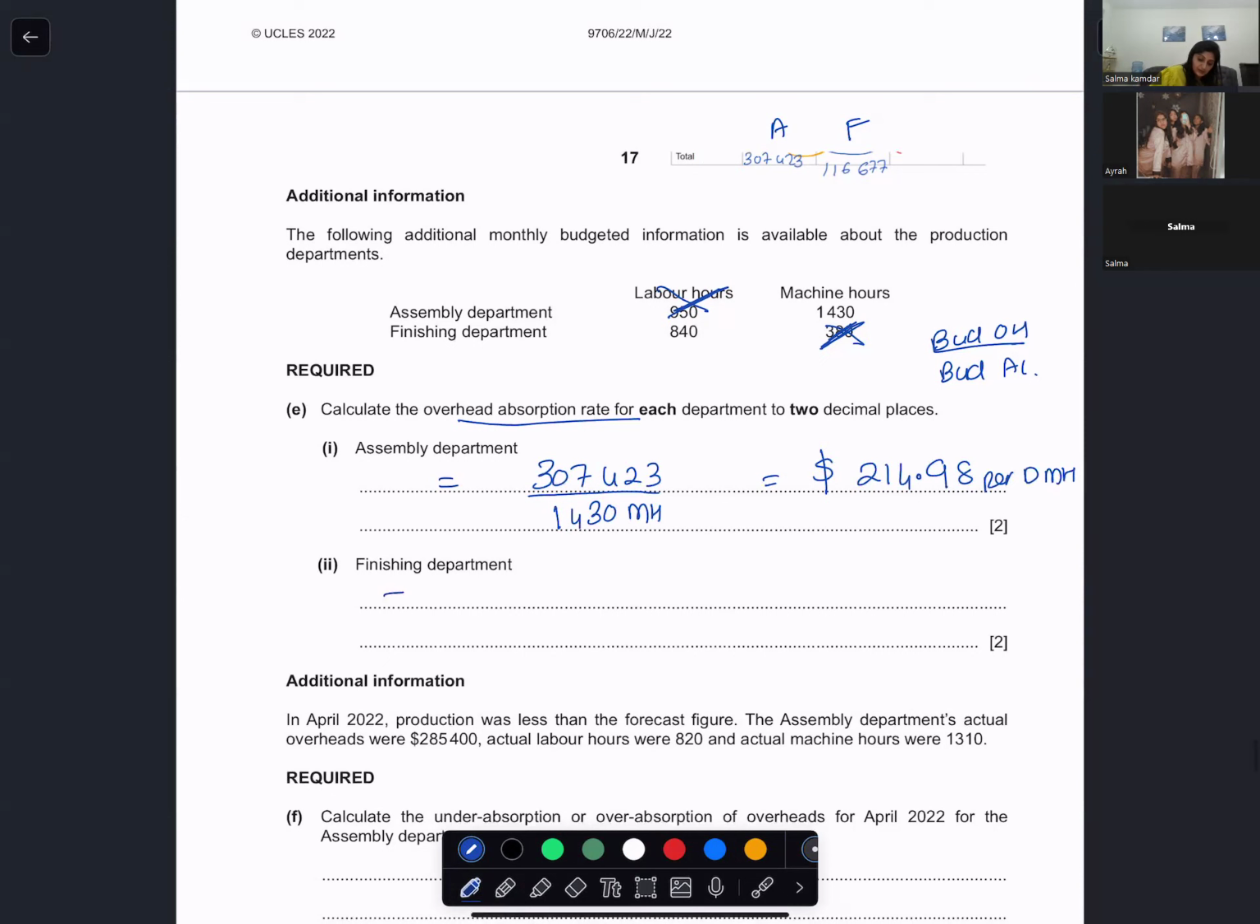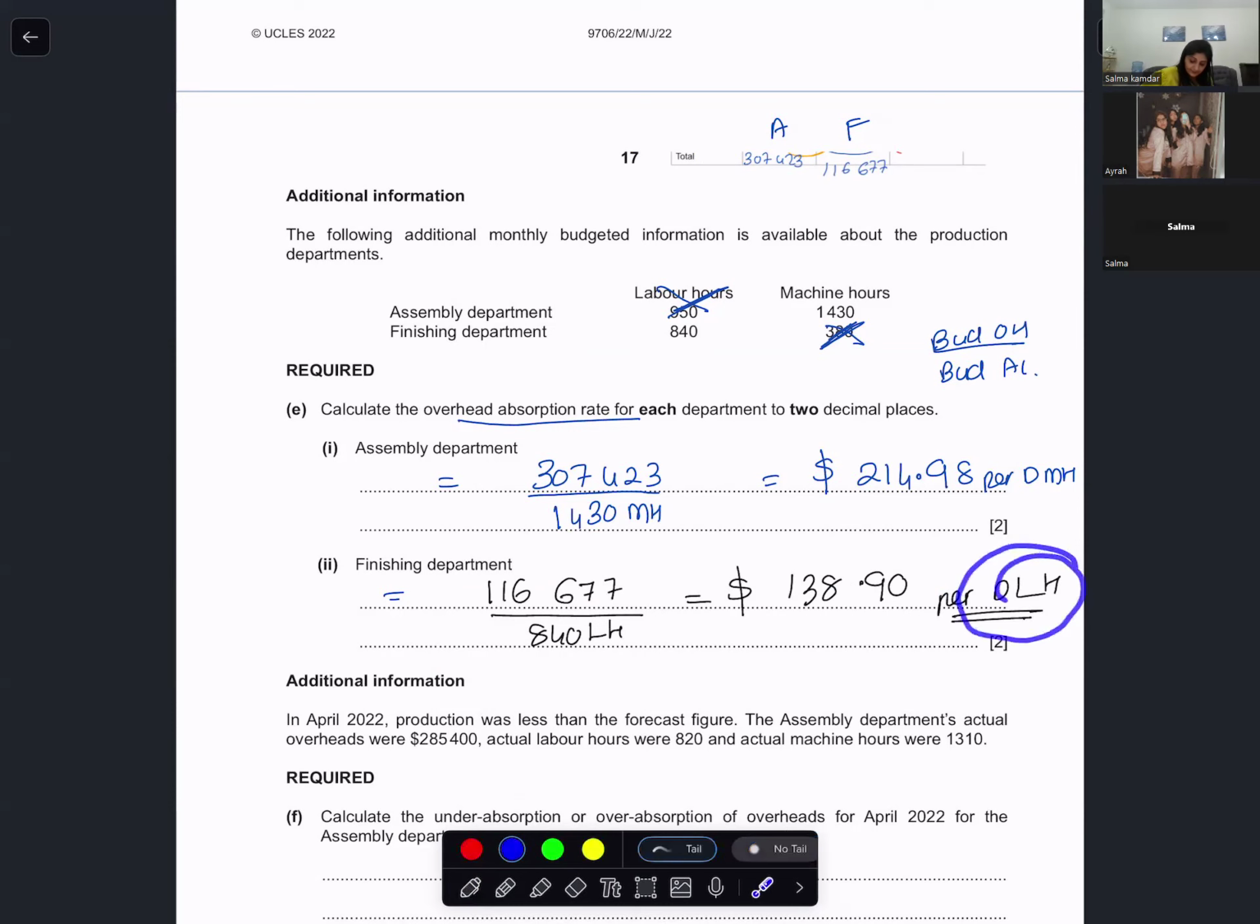For finishing, it will be 116,677 divided by 840 labor hours. So it will be $138.90 per direct labor hour. Writing this is mandatory.